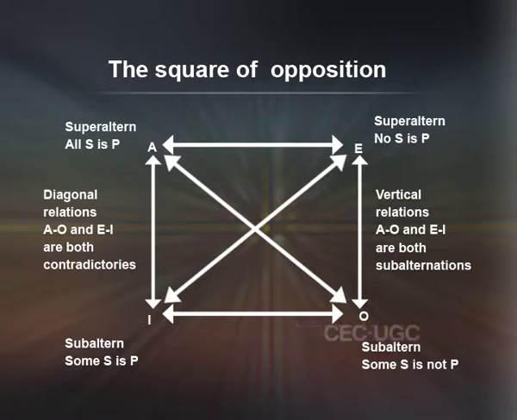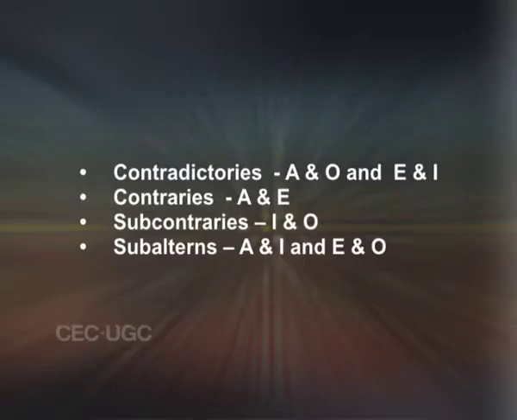As shown in the diagram, contradictories are A and O, and E and I; contraries, A and E; subcontraries, I and O; subalterns, A and I, and E and O.